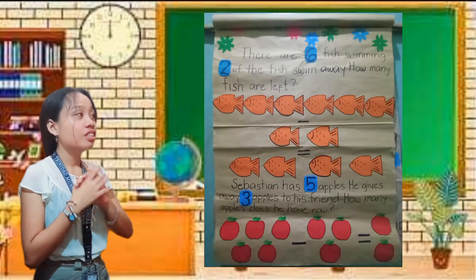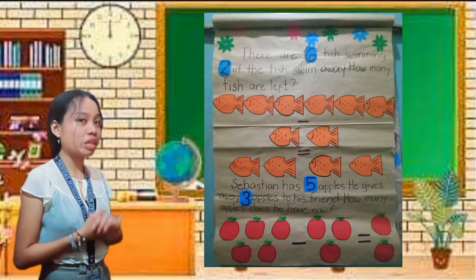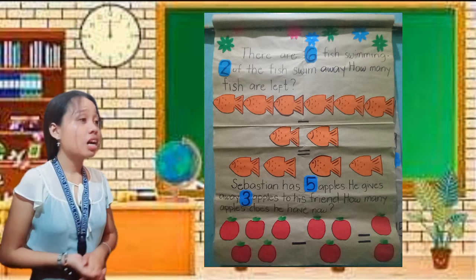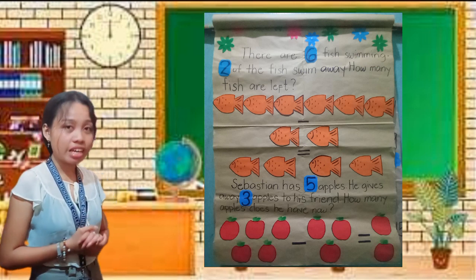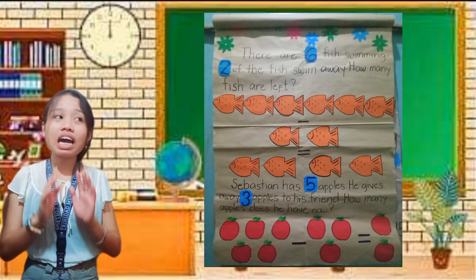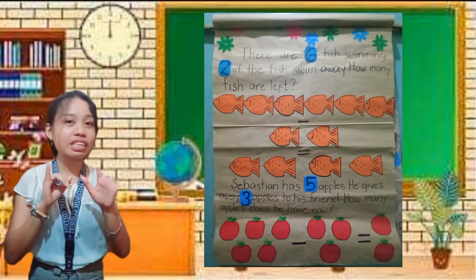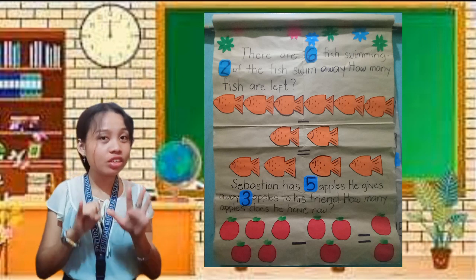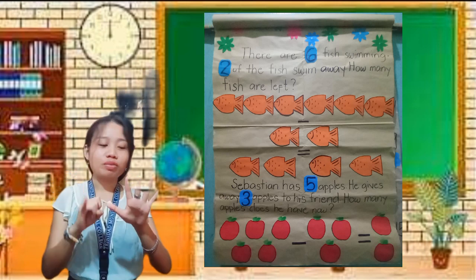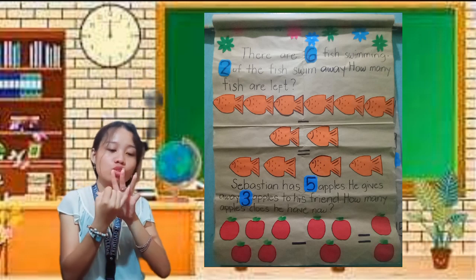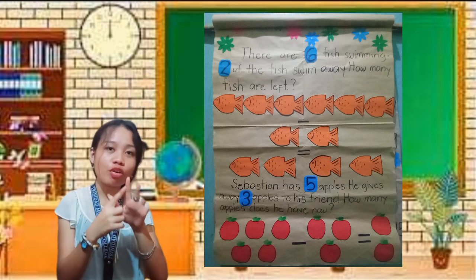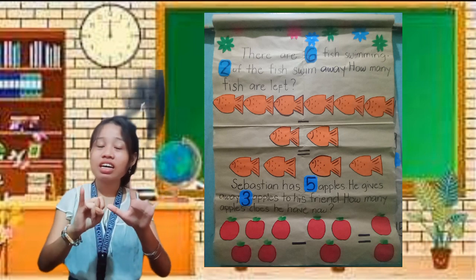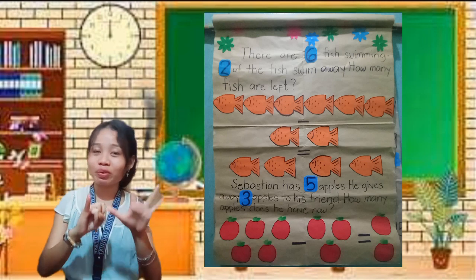First is, there are 6 fish swimming. 2 of the fish swim away. How many fish are left? So, naa puy unom kabuok isda. Unya, ang duha nila nilangoy palayo. So, atong counter. 1, 2, 3, 4, 5, 6. So, unom kabuok isda. Unya kay ang duha nila nilangoy palayo.